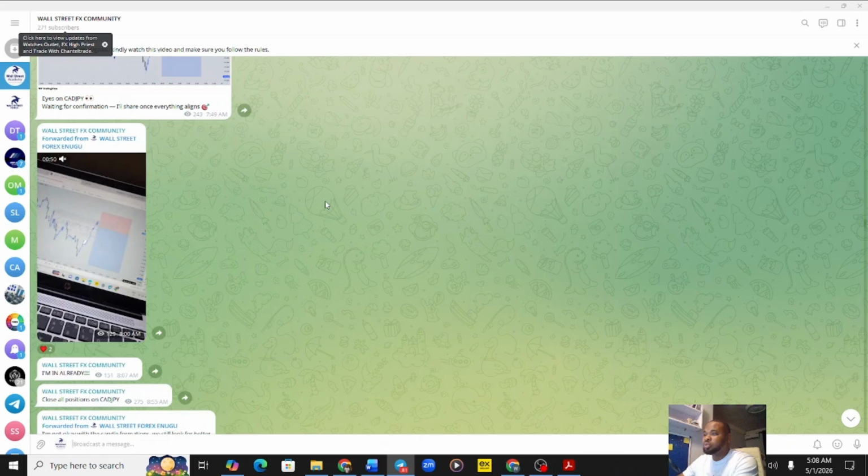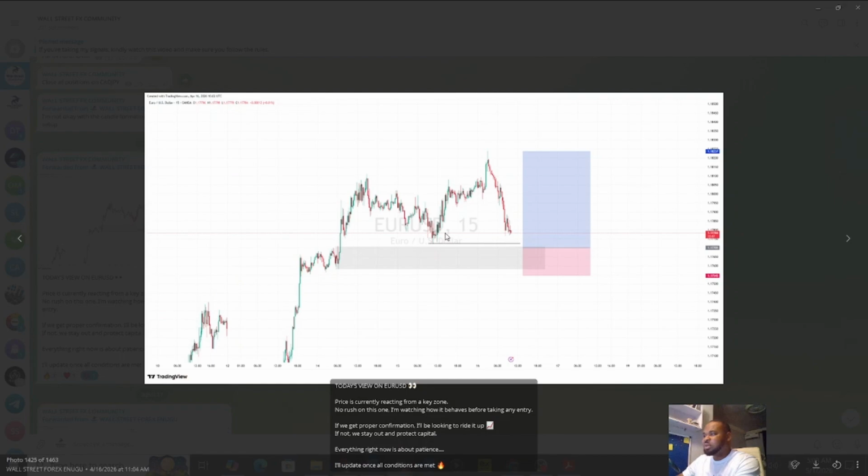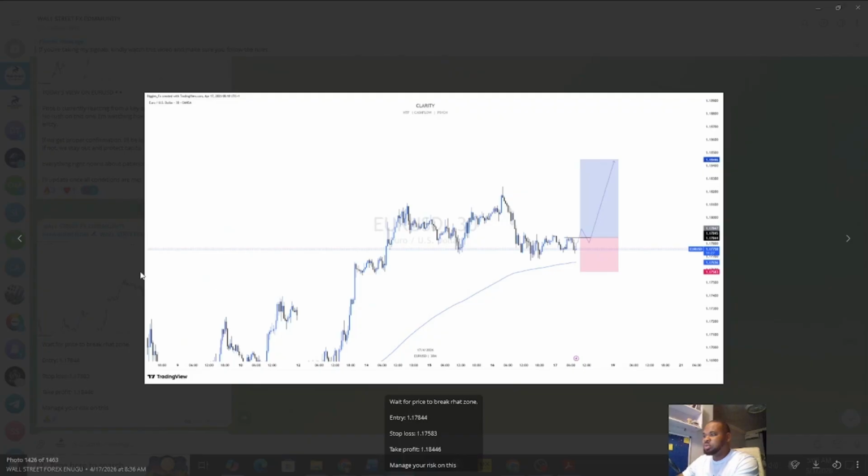So we now have another setup on EURUSD. I gave this out on EURUSD, expecting price to come here for us to buy, right? So let's see what happened. This is the EURUSD we have here, right? So we see what happened here. Market is already at this zone.